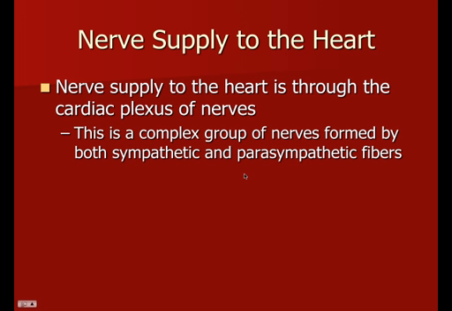Nerve supply to the myocardium is a cardiac plexus of nerves, a complex group of nerves formed by both sympathetic and parasympathetic fibers, right? Makes sense, you need to be able to speed up and slow down your heart.